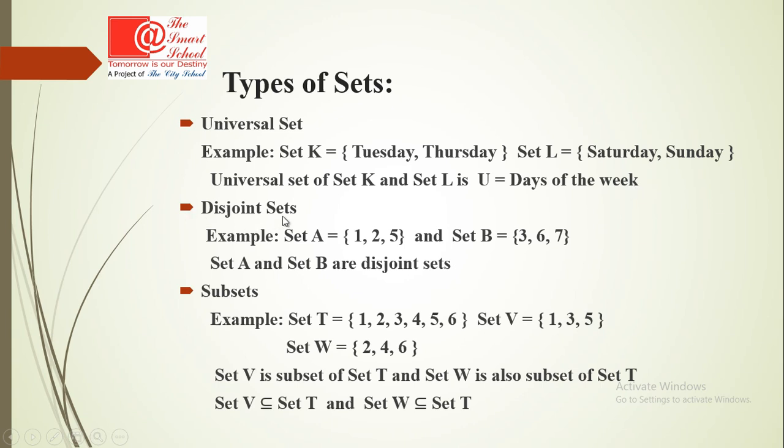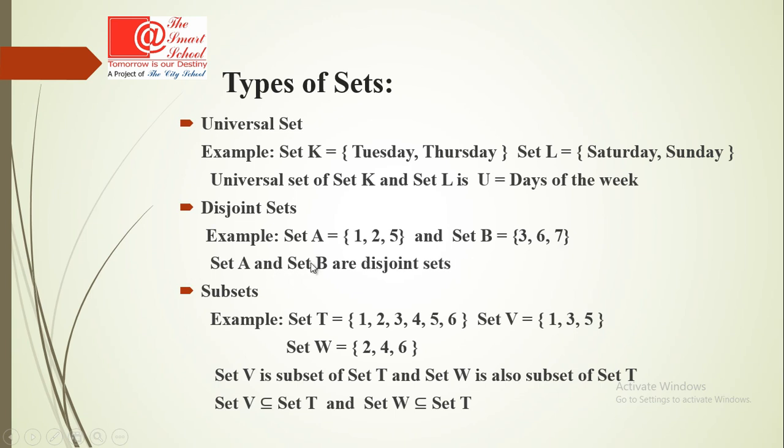Now, disjoint sets. These sets are completely separated. There is no link, no resemblance, nothing. For example, set A has elements 1, 2 and 5, and set B has elements 3, 6 and 7. No matching. It has different elements. By chance they have the same number of elements, but it doesn't matter. They are different.